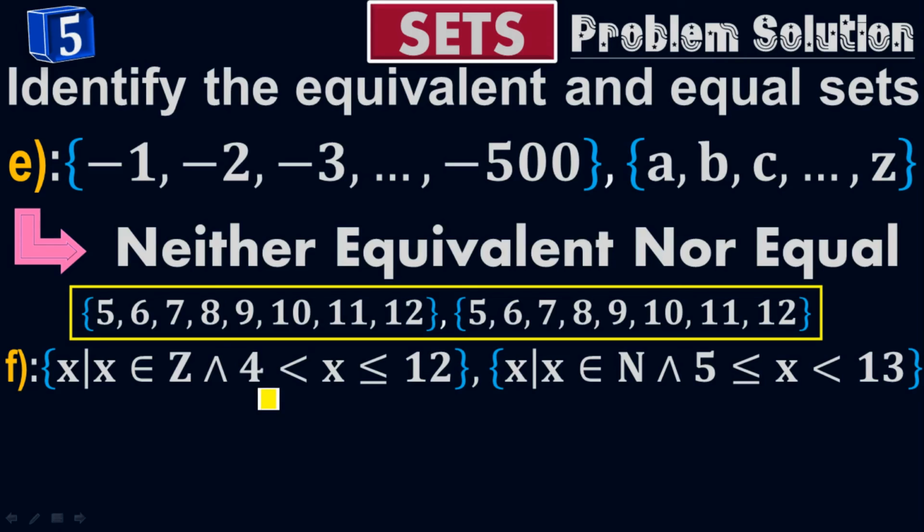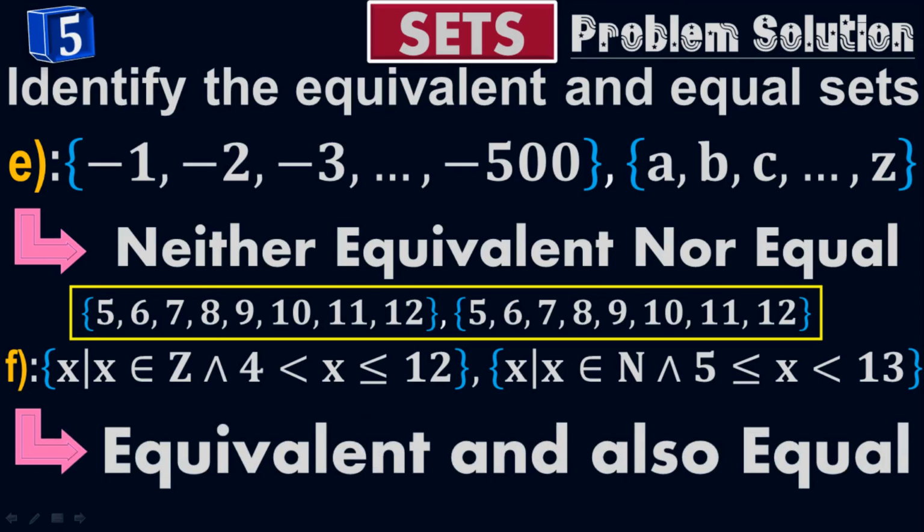Now you might be confused that look, here x belongs to integer, but here x belongs to natural number. How can we say that they are equal? Look here, we have positive integers from 5 up to 12. Here we have natural numbers from 5 up to 12. We are only concerned with the elements. Whatever you have inside the braces, you are only concerned with that. You don't care whether x belongs to Z, or whole numbers, or natural numbers. You are only concerned with the number of elements inside the braces and the nature of the elements, and that's it. So both of the sets are equivalent and also equal.